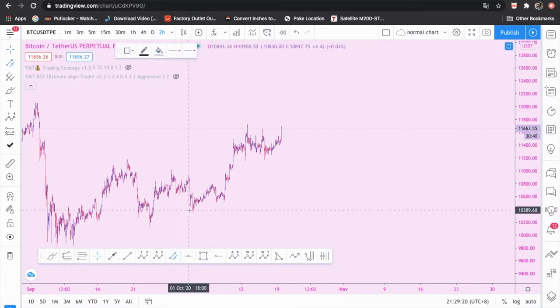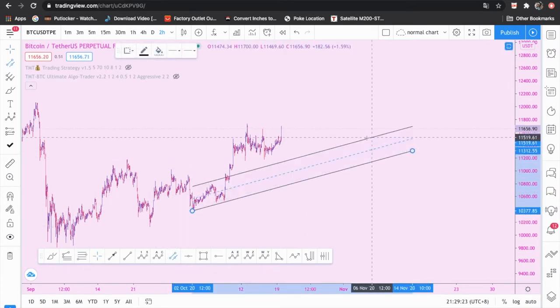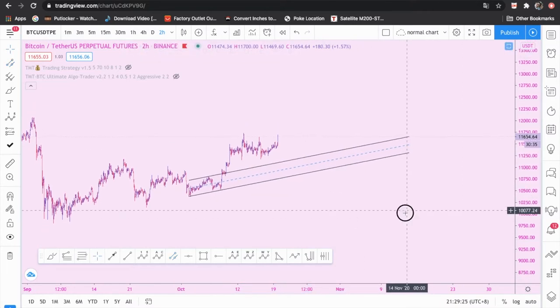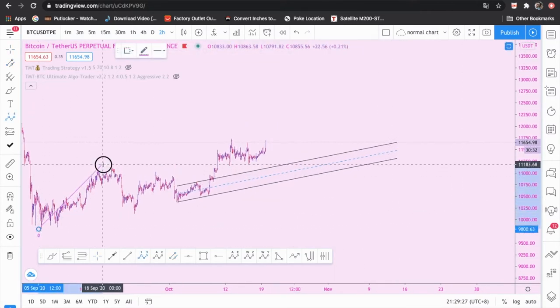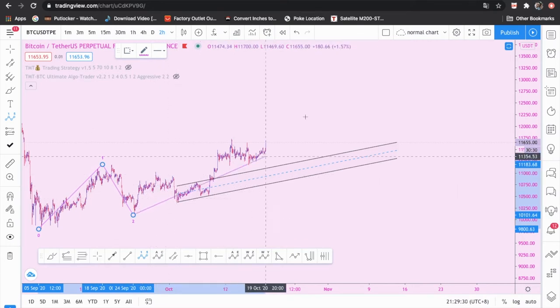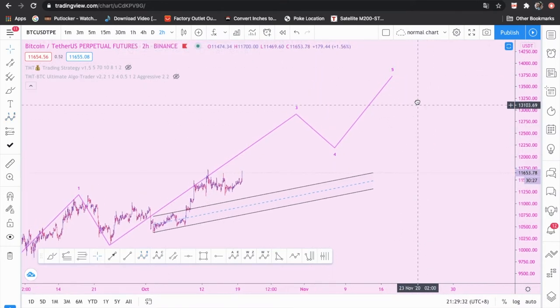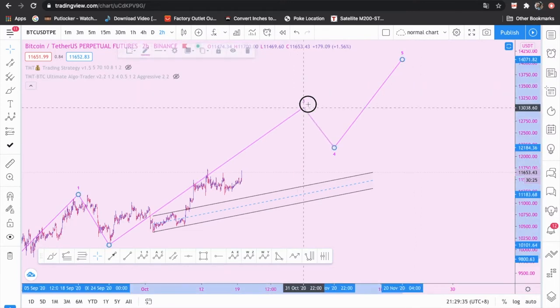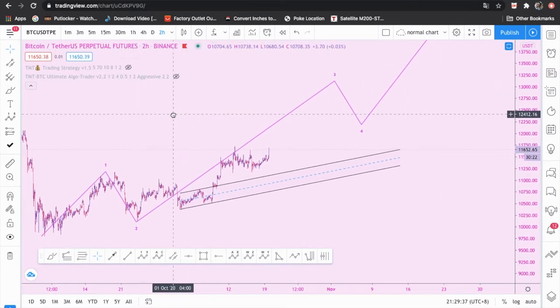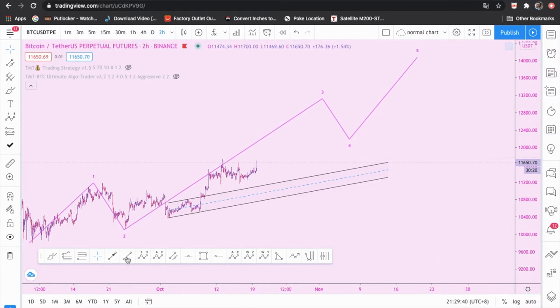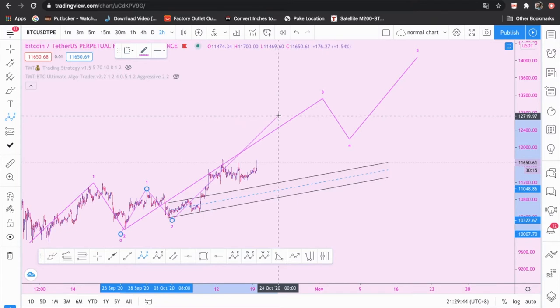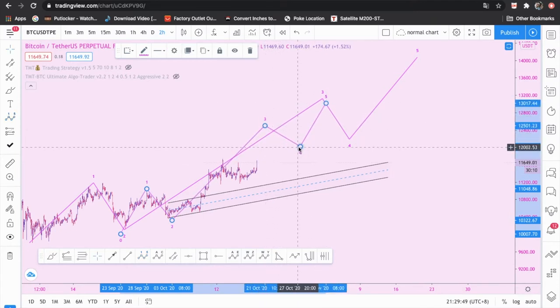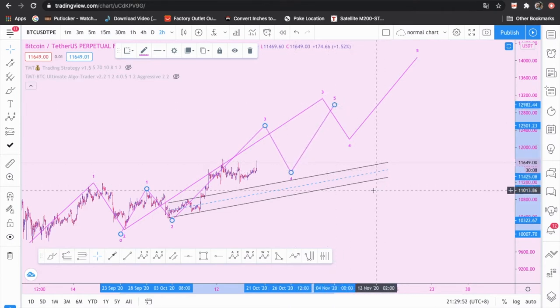What I think we're just gonna draw this up. It totally makes sense, this whole structure was a 1-2, this is a 1-2, and it's going 3-4-5, and we're gonna go to 14k. Why not? It's a clear structure, a real nice structure, and internally it's making a three wave up, something like that. Why not, guys? It's possible, right? Absolutely.